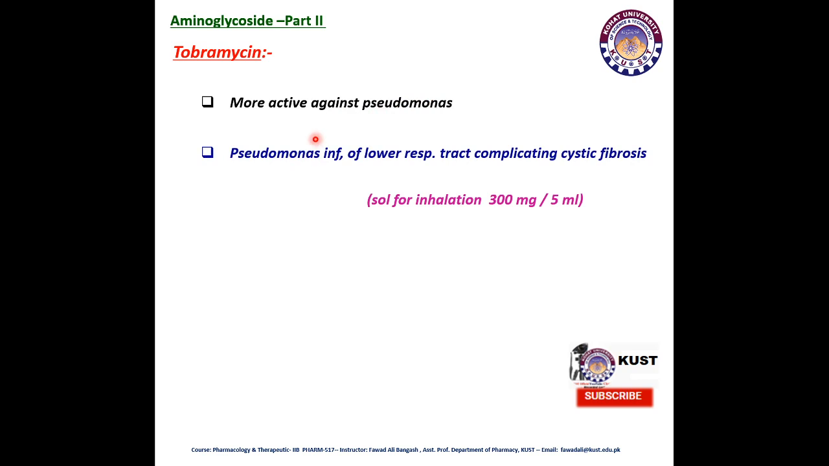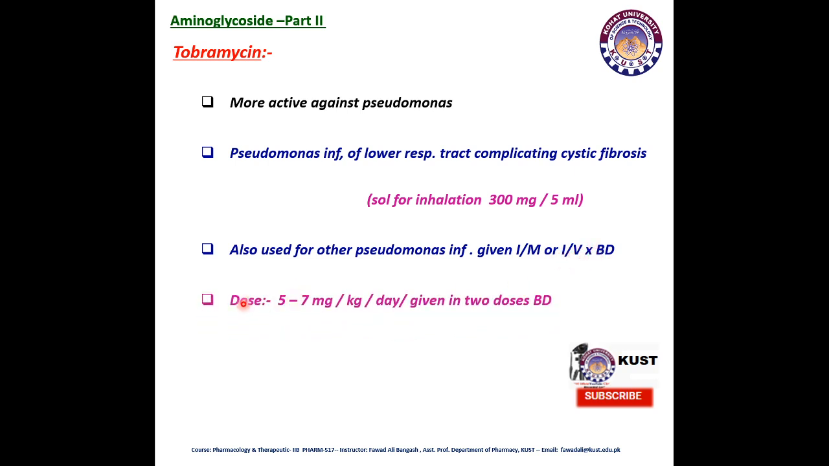Tobramycin is more effective against Pseudomonas infection. Pseudomonas infection of the lower respiratory tract complicating cystic fibrosis: inhalation is mostly used. It is also used for other Pseudomonas infections, given IM or IV in divided doses. Dose is 5 to 7 milligram per kg per day, given in two doses BD.